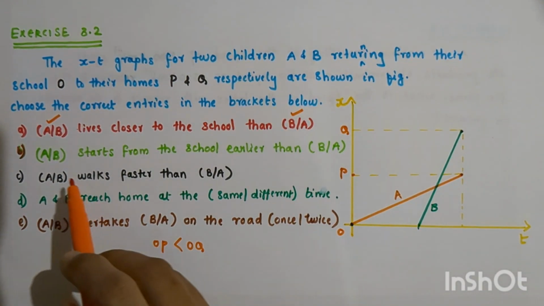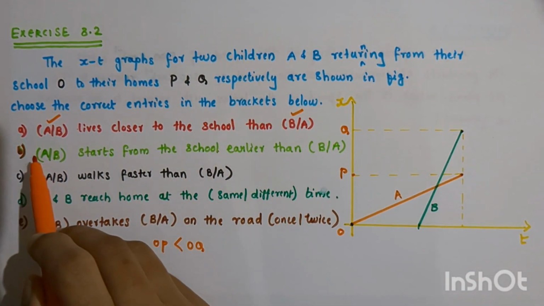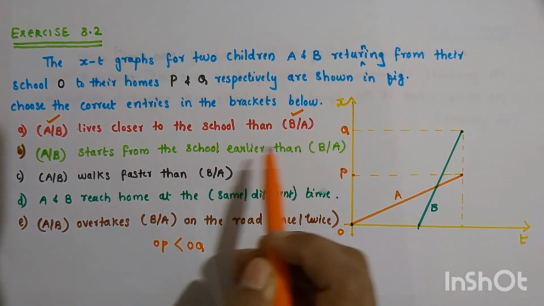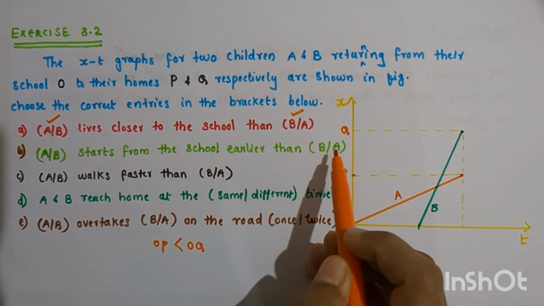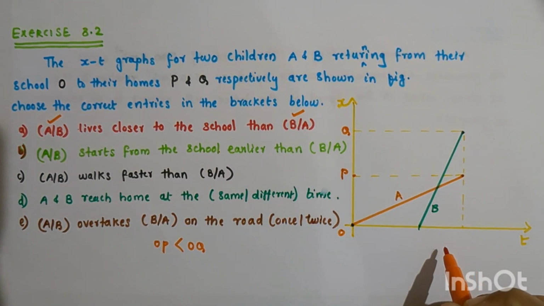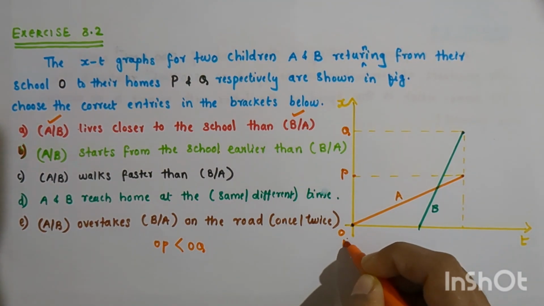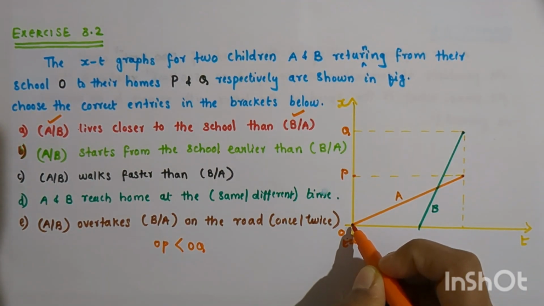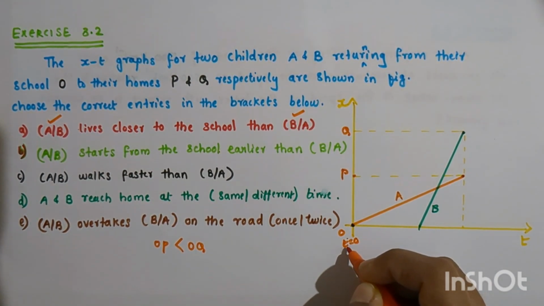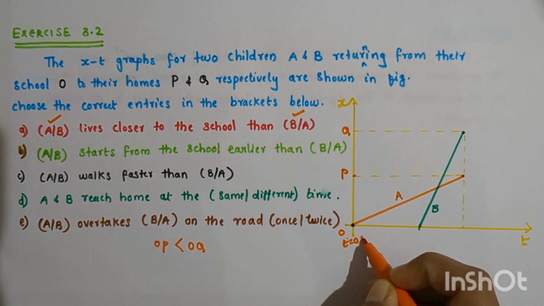Now see the second one. A or B starts from the school earlier than B or A. That is, A starts from the school earlier than B, or B starts from the school earlier than A. Which one would be the correct option? You see, it is very clear from this figure that A starts from the school at t equal to 0, because the graph starts from the origin where the school is located. So at this point we can consider the time value as 0. So A started at t equal to 0 second.